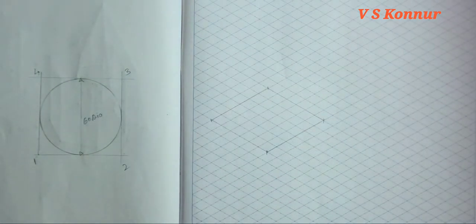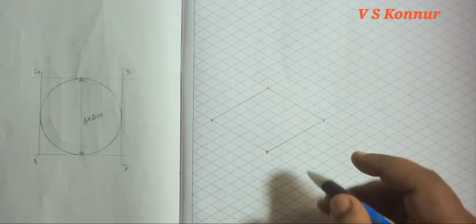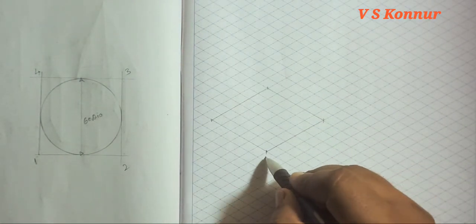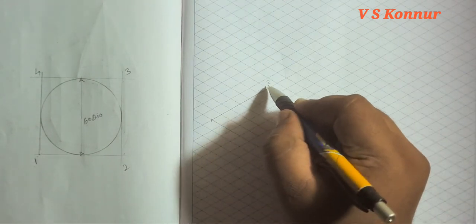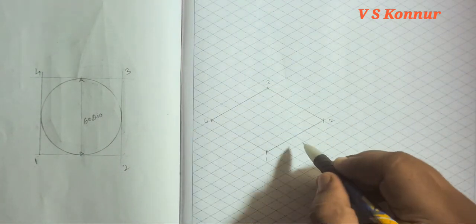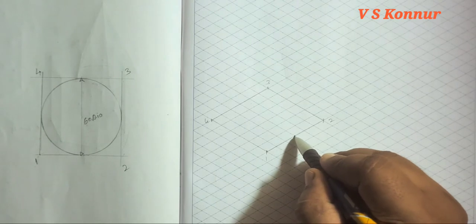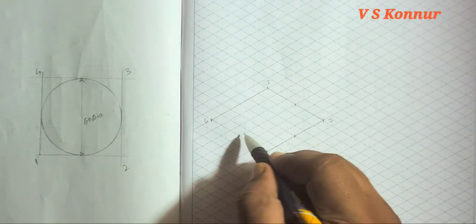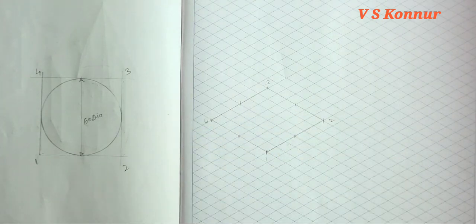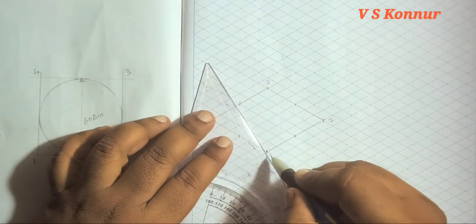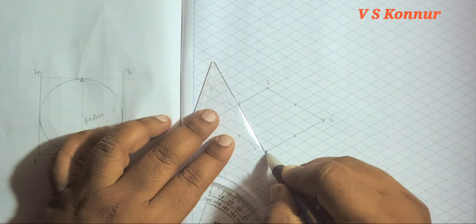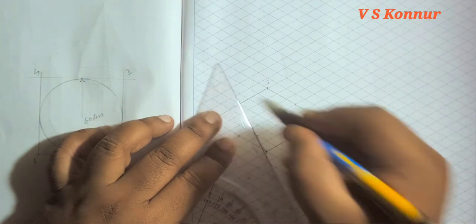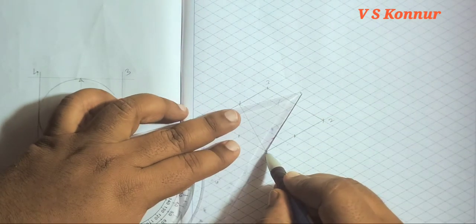Now I have made a box. Now we'll make the center. First we got all these points. Now we'll mark the center 1, 2, 3. It is nothing but the center is here. So just for confirmation I'm marking all the centers. After marking all the centers, from one I'm joining opposite centers. Please look at this. I'm joining opposite centers.